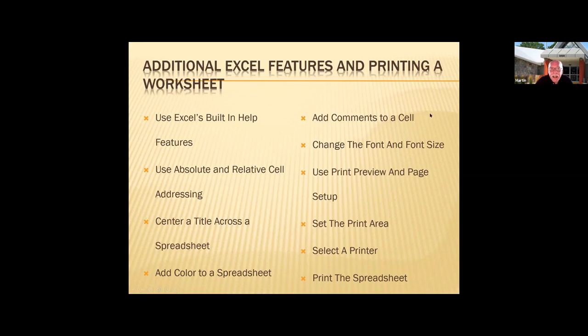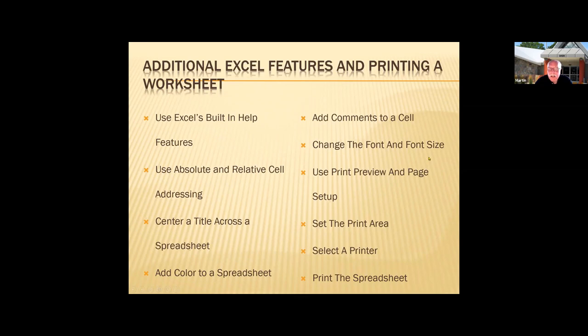Then I talked about adding comments to a cell. You can add a comment to any cell within your worksheet. It doesn't even have to have any data in it. But here again, sometimes if you're trying to explain what you did, or you may be reviewing somebody else's work, you can add a comment to clarify it, and you'll see that little red triangle in the top right-hand corner.